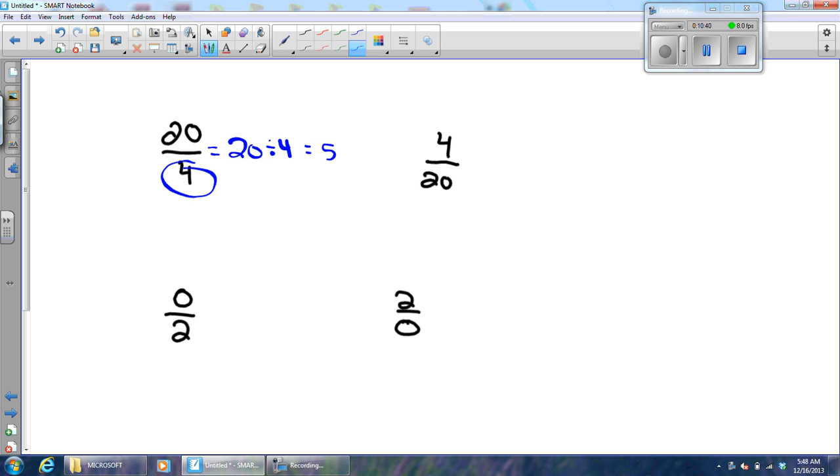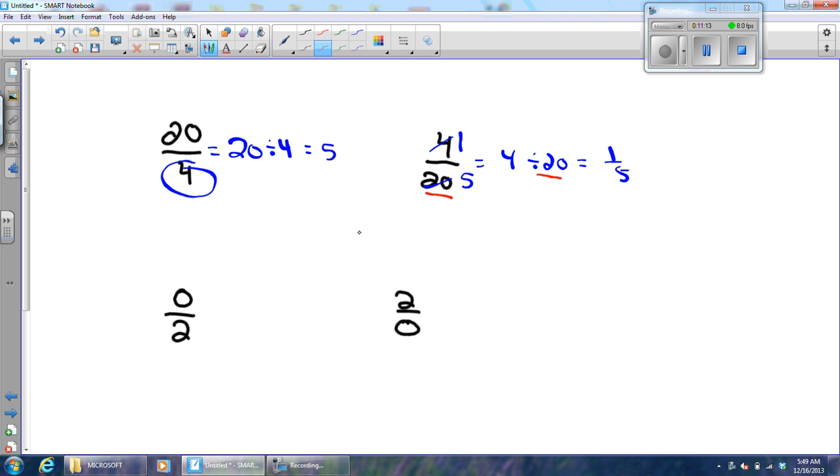Now I don't get the same thing if I do 4 divided by 20. Many of you think they're the same thing. They are not. 4 divided by 20 is going to end up being 1/5. How did I get 1/5? Well, you could have simplified your fraction. Divide by 4 there, divide by 4 there, and you see you get 1/5. But the important part of this is noticing that the number you're dividing by is the denominator. So this is 4 divided by 20.